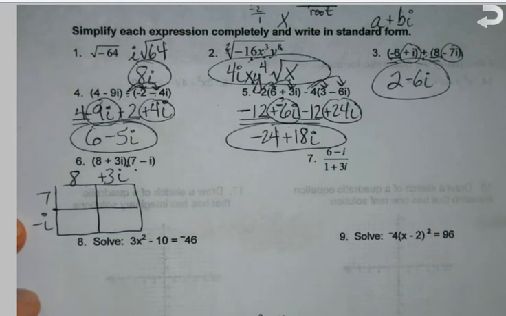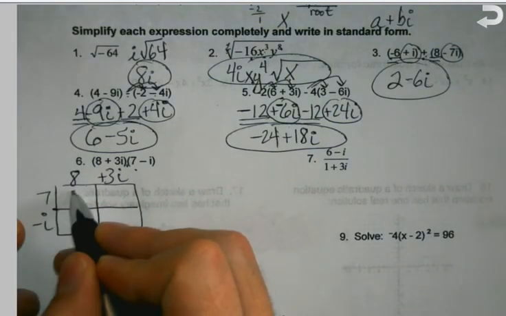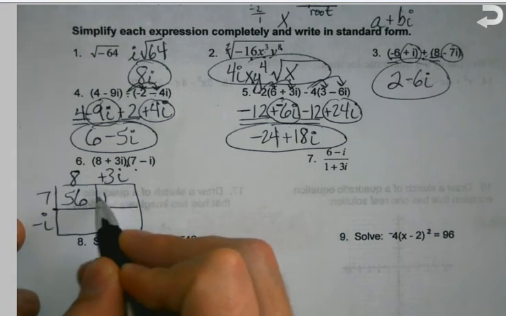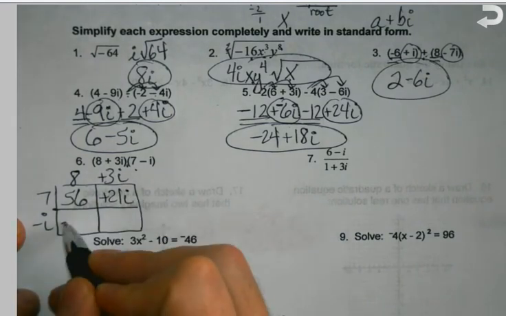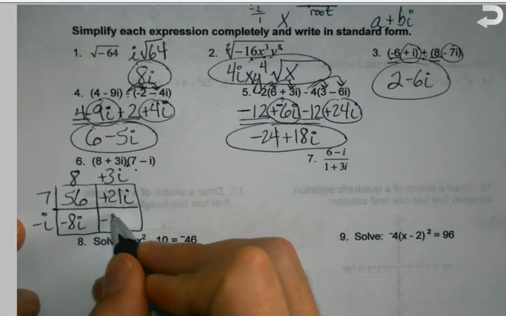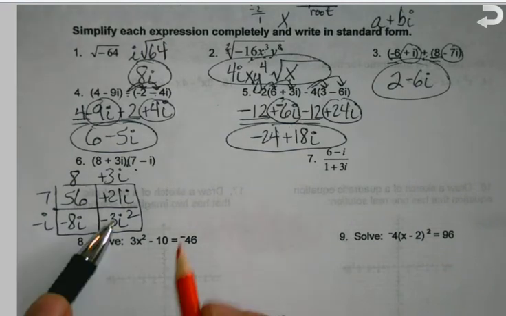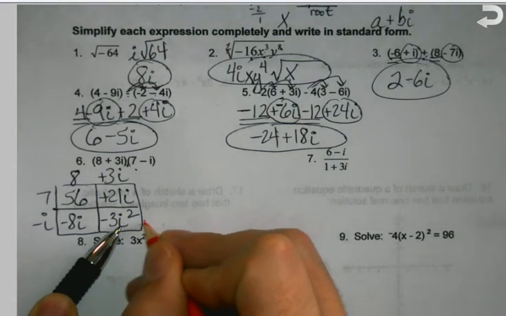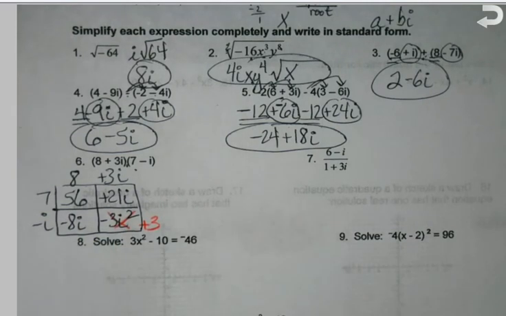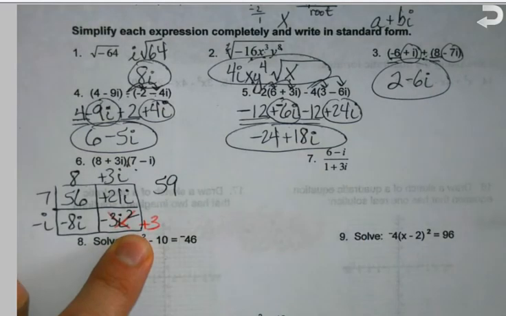kind of making yourself a little box, because then as you multiply what's on the edges to fill in what's in the middle, then I know I've done everything. But when I get to here, before I combine my terms that are alike, what's I squared equal? Negative 1. So negative 3 times negative 1, this is really positive 3. So 56 plus 3 is 59. Okay, so I'm not multiplying once the box is full.